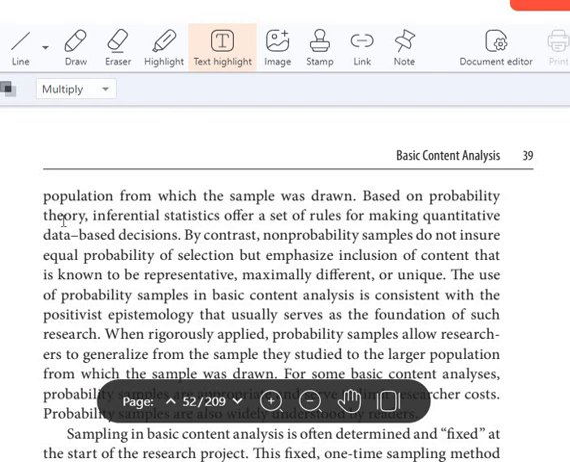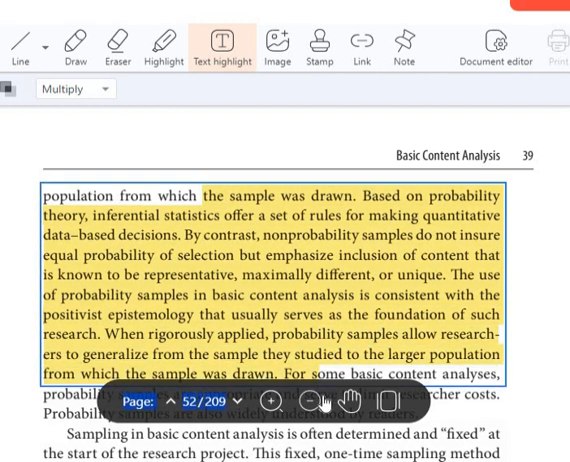Okay, so the inferential statistics offer a set of rules for making quantitative data-based decisions. By contrast, non-probability samples do not ensure equal probability of selection, but emphasize inclusion of content that is known to be representative. Yes, the purposive is the best actually of the non-probability sampling methods, but they lack this very important feature of generalization.